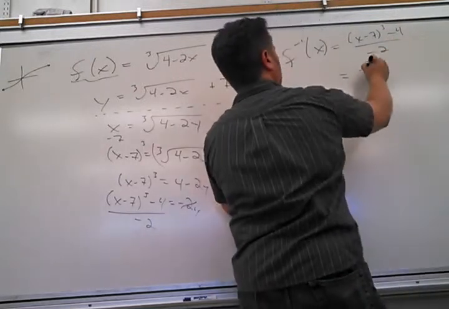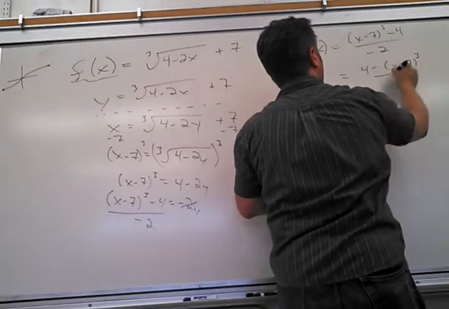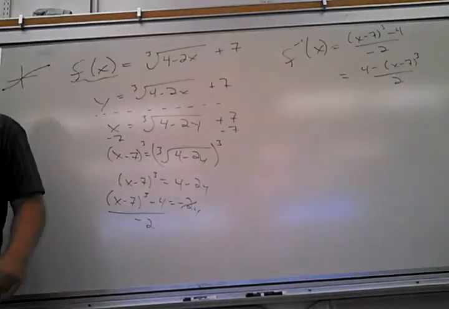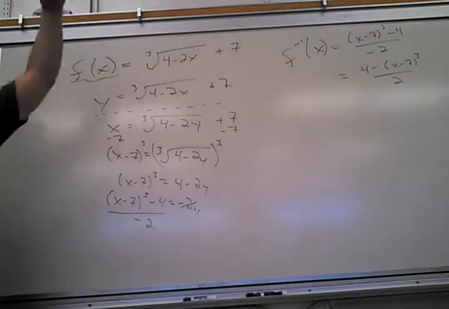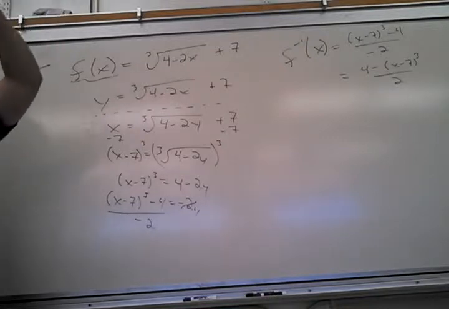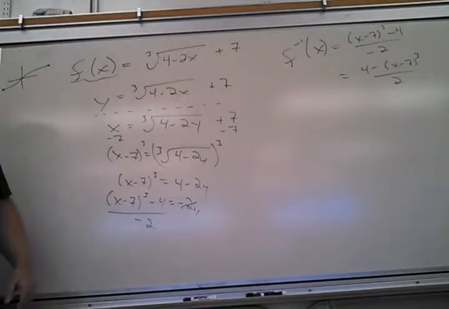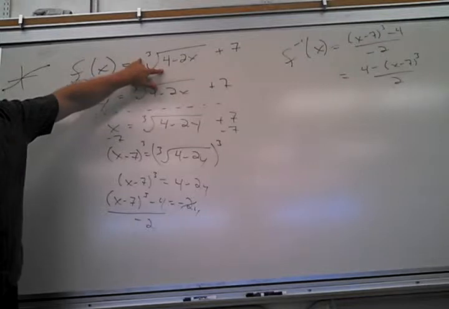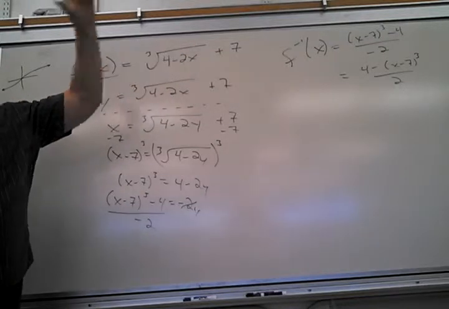Which you can also write as that. Is that cool? I can take that negative off the bottom and just change the signs on the top. Whichever way is fine. And it should be true. The inverse of a cube root should essentially be a cube.